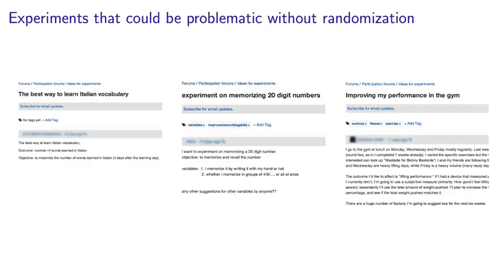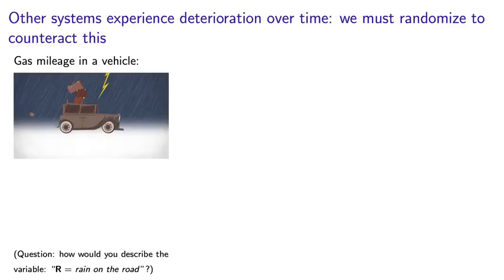For example, if you experiment with a way to learn a new language, or multiplication tables for your child, or going to the gym, or memorizing 20 digits, every time you do one of those experiments, you are naturally going to get better and better, simply because you are practicing and not necessarily due to the experimental conditions. In other systems, simply experimenting makes the system worse and worse.